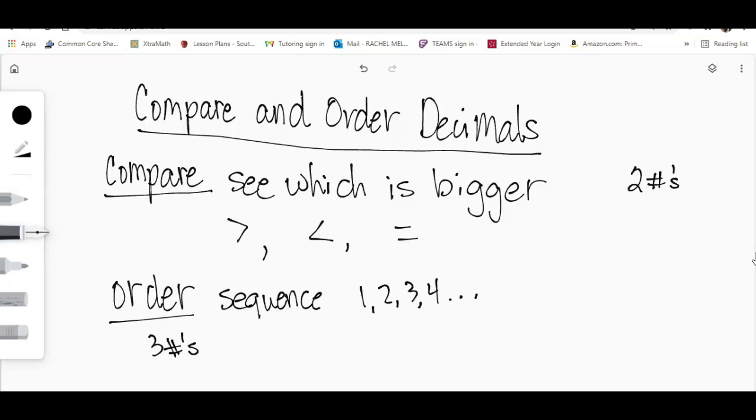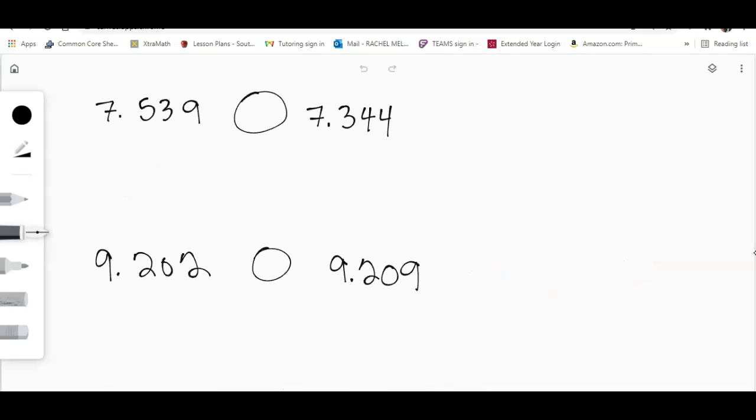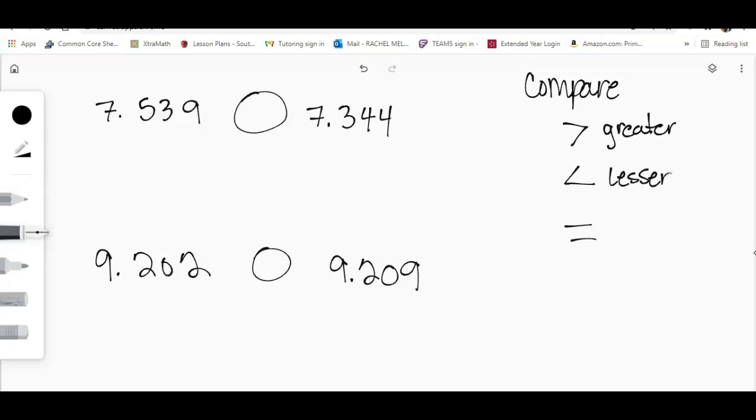questions. So first we're going to do comparing, because there's only two numbers. What we want to do is decide which of these numbers is bigger so that we can write one of these symbols. Please remember this is greater than, this is less than, and then this is equal.